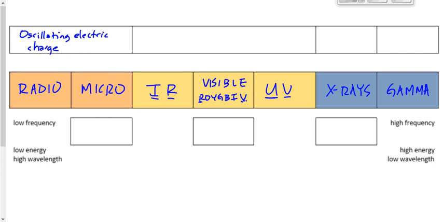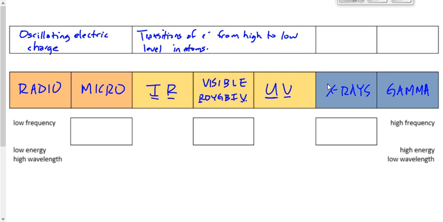Some of you might know the answer to the next one, the yellow ones here. How are these guys produced? If you've taken chemistry class, you might have learned this. These are produced by transitions of electrons from a high level to a low level in atoms. An electron makes a transition from level 3 to level 1.